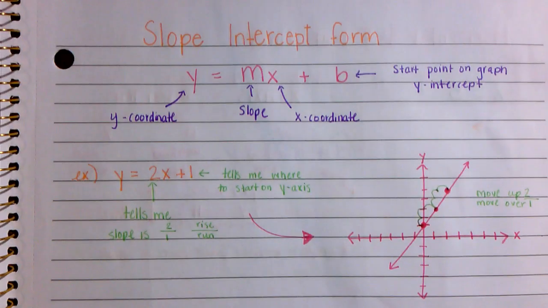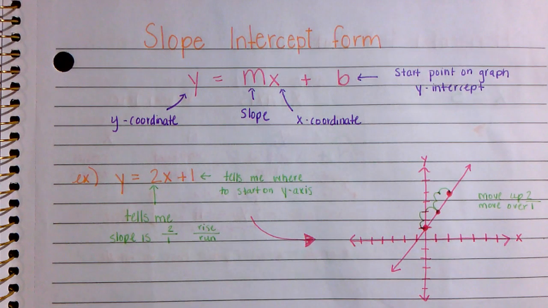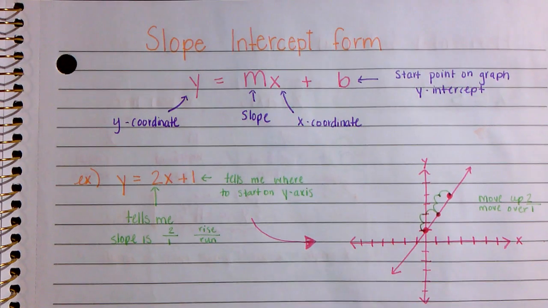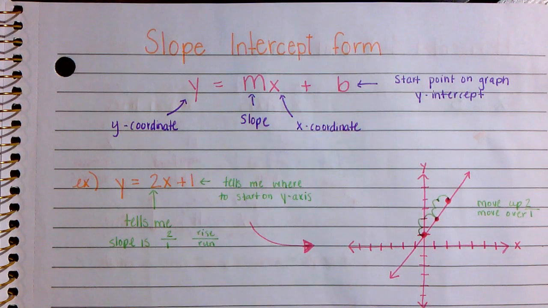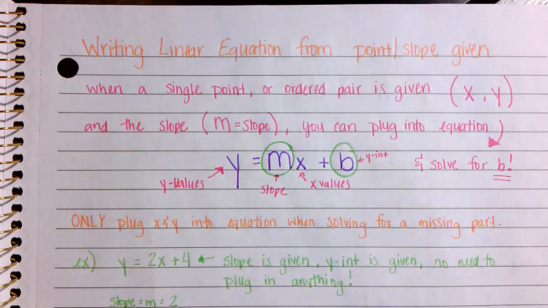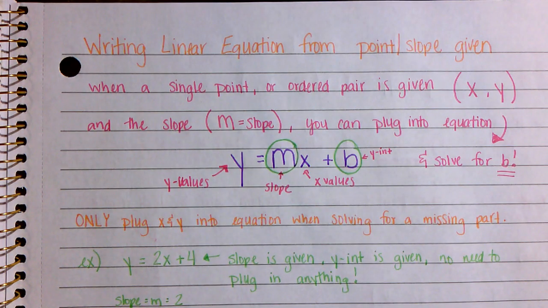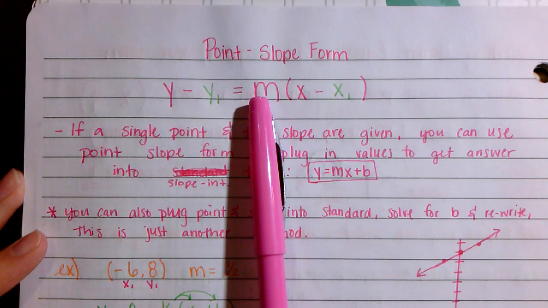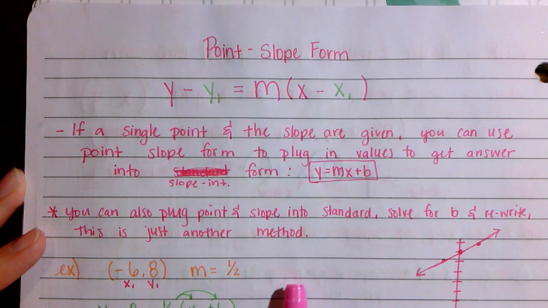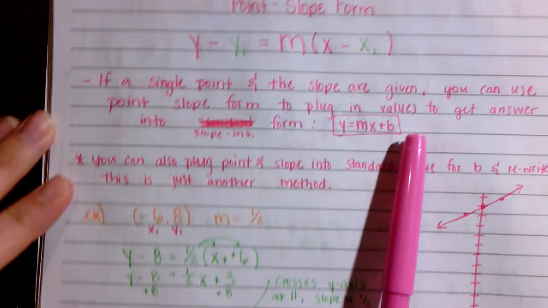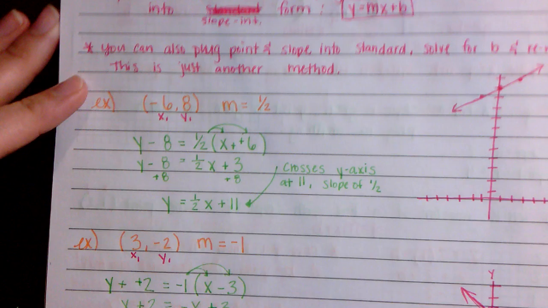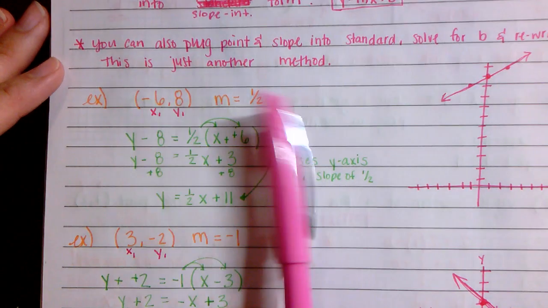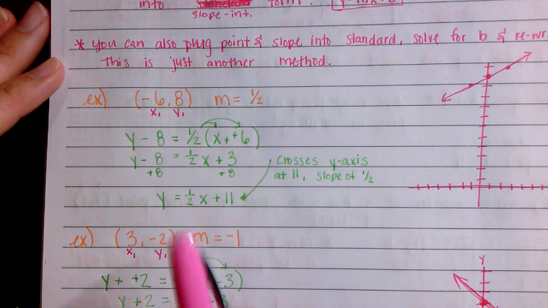You guys have learned slope-intercept form, and that is the best form to get your equations in when you're graphing, because it tells you where to start and how to move. You guys have learned about point slope form, which you're able to take a slope and a single point and rearrange it to get it into slope-intercept form. So we have an example down here where we used this point and the slope and we got it into slope-intercept form.